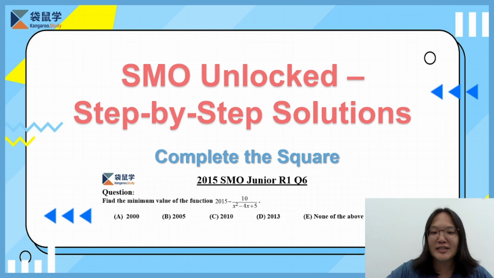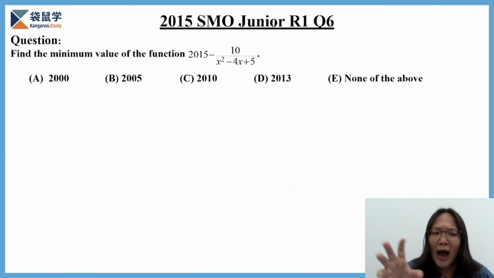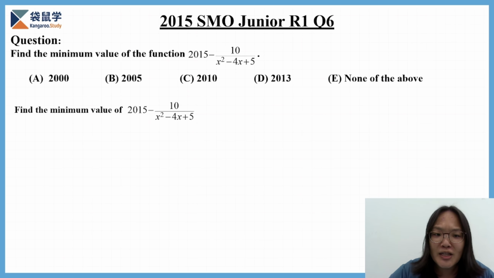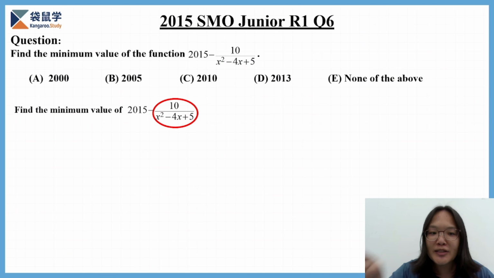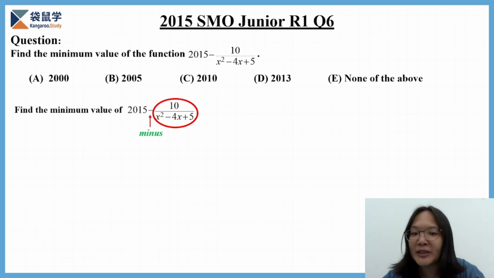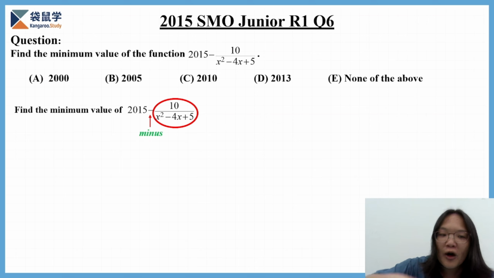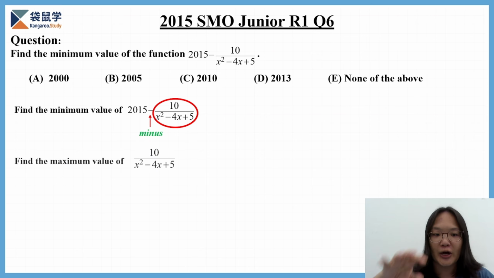So first, let's take a look at this question. We're asked to find the minimum value for this whole function. So, all we need to focus on is this fraction part. But take note that in front, we are minusing this part. So are we looking for the maximum value or minimum value? We are looking for the maximum value for this fraction alone.